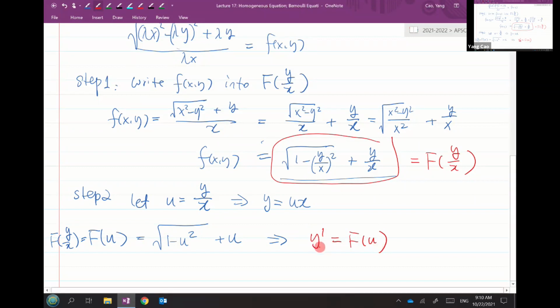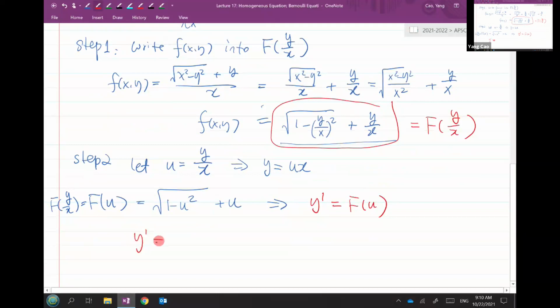But what is y prime? You don't want to mix the y and the u together. So given the new definition of u, we have y equal to ux. So basically your y prime, based on this expression here, using product rule, y prime equal to u prime times x, then plus u times the derivative of x with respect to x, which is 1, right? So your y prime is basically u prime x plus u.